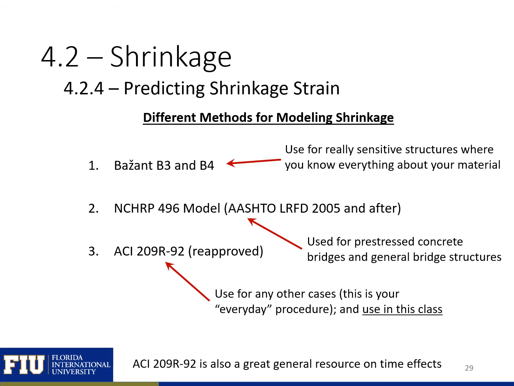We also have the model found in AASHTO LRFD, the current design specification used for bridge design. This was based on the NCHRP 496 model. And then finally, we have an ACI 209R model. So the ACI method is best for any other cases. This is kind of our everyday procedure, and this is what we'll use in this class.